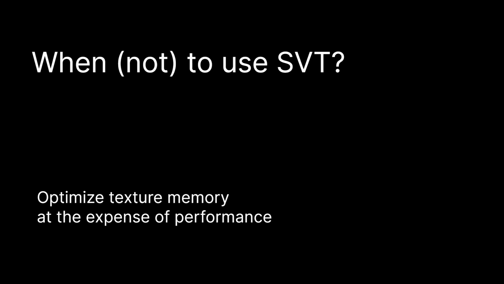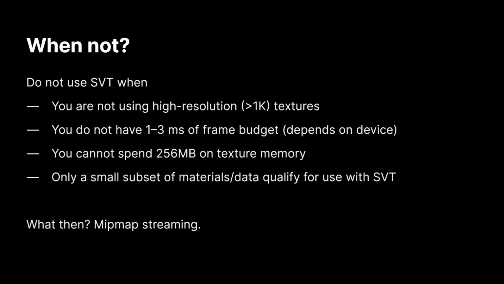So obviously streaming virtual texturing is great, but there are cases where it's better not to use it. It optimizes texture memory, but it comes at a cost. It comes at the expense of performance. You need to spend some CPU cycles and GPU cycles for this system to run. So you shouldn't always enable it, but only in specific cases. It's not always clear, it's a bit of a gray area and sometimes specific, but there are some general things to keep in mind for when not to use it.